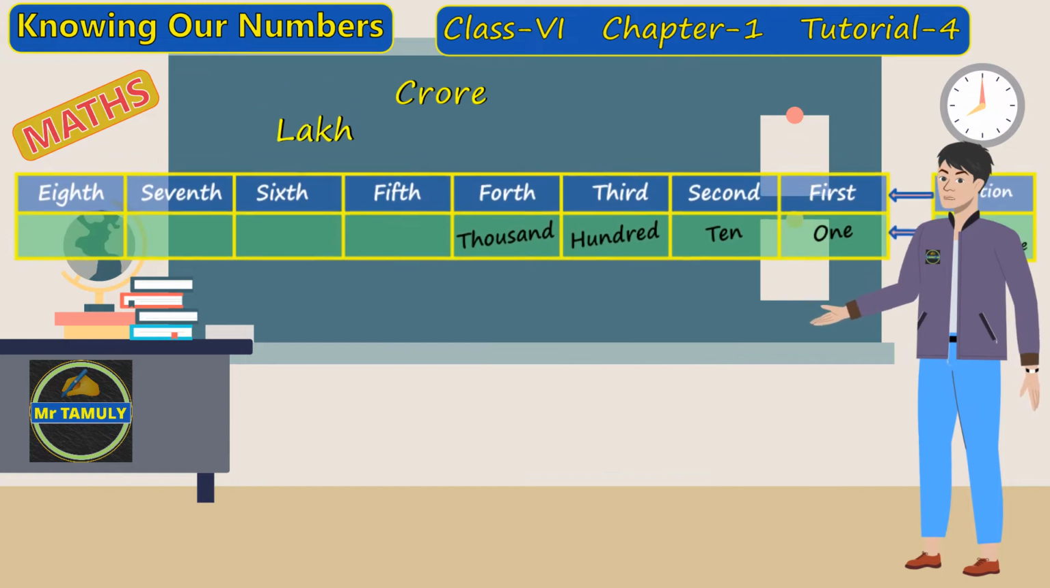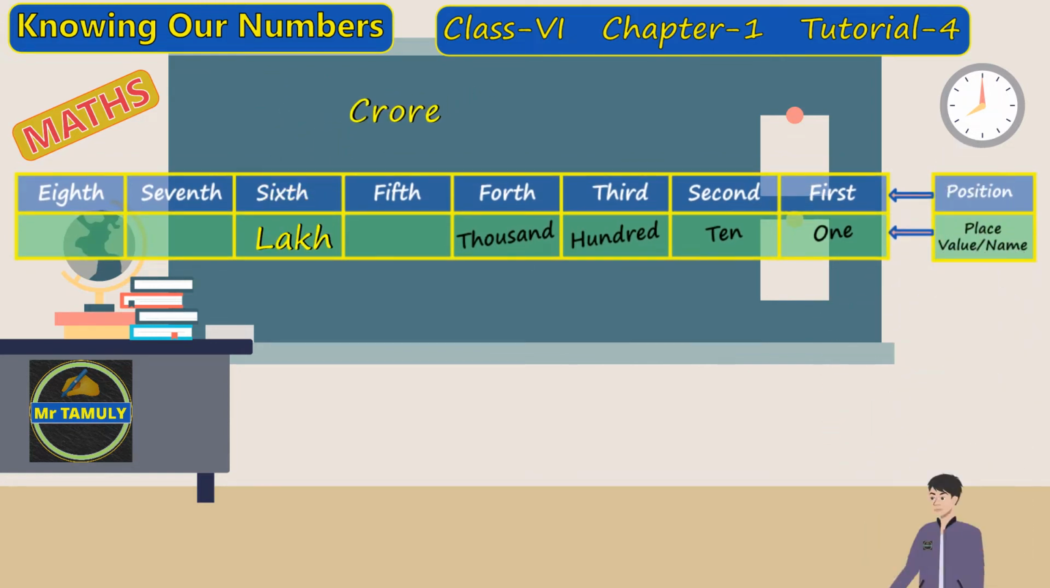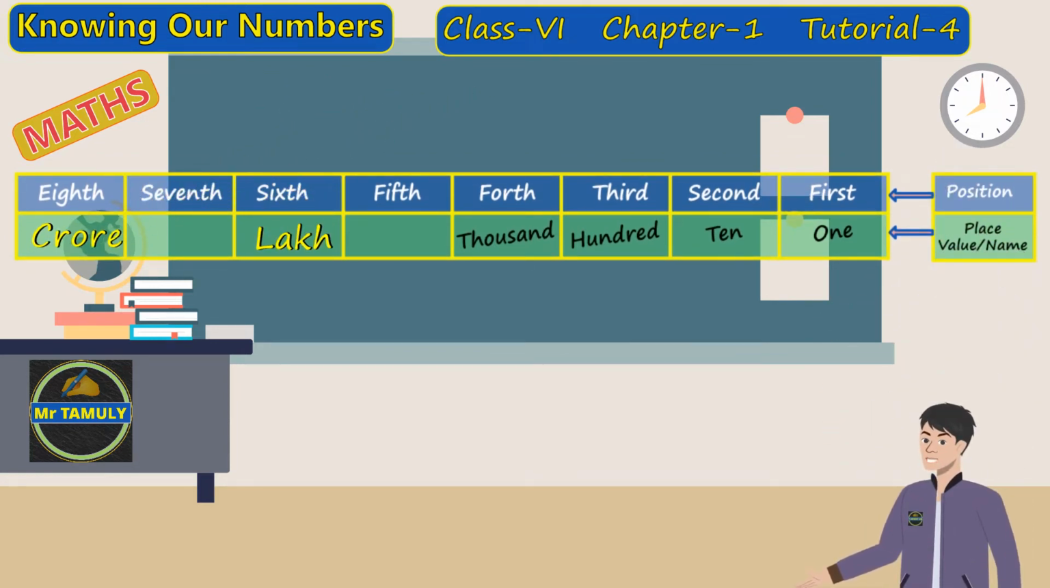In India we use the name lakh for the 6th position. And the name crore is used for the 8th position. You have already learned the first 4 positions, namely 1, 10, 100, and 1000, in our earlier tutorial, that is in tutorial number 1. Before we move towards comprehending very large numbers, let me tell you that sometimes we use two different names for the same number.